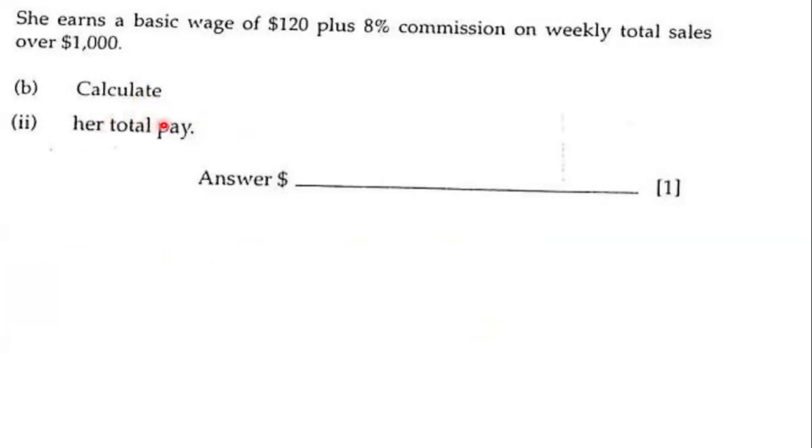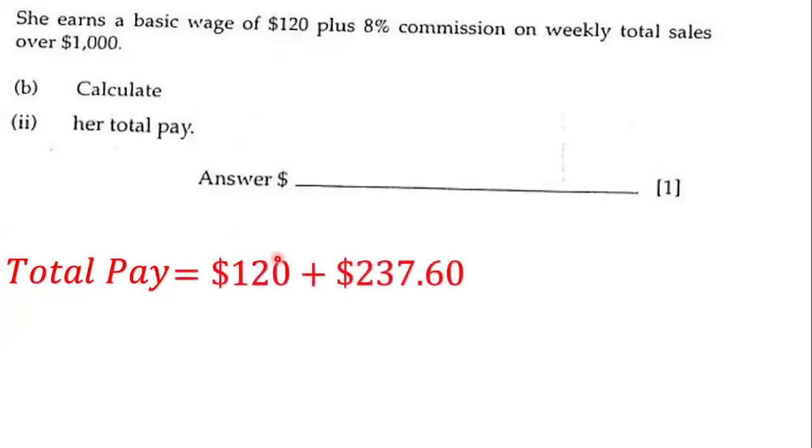Now, the next question asks us to calculate her total pay. Remember, she earns a basic wage of $120. And so we have to add her basic wage, the $120, plus the 8% commission on the weekly total sales over 1,000. And we just determined that her 8% commission in this case was $237.60.